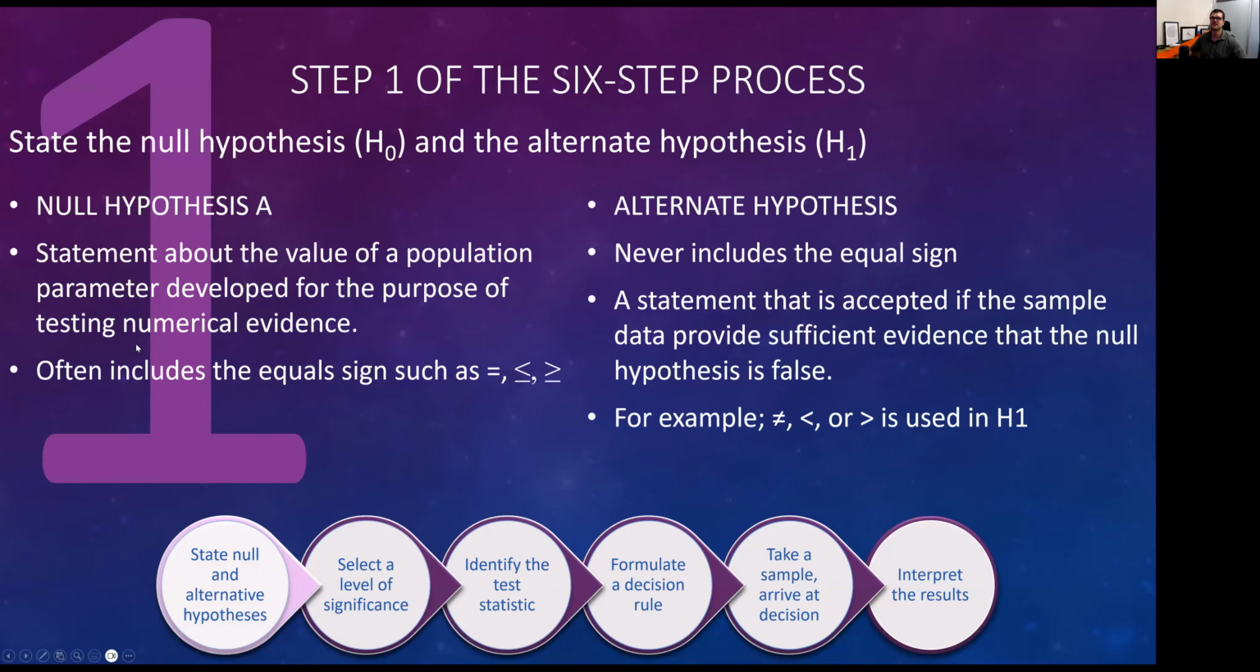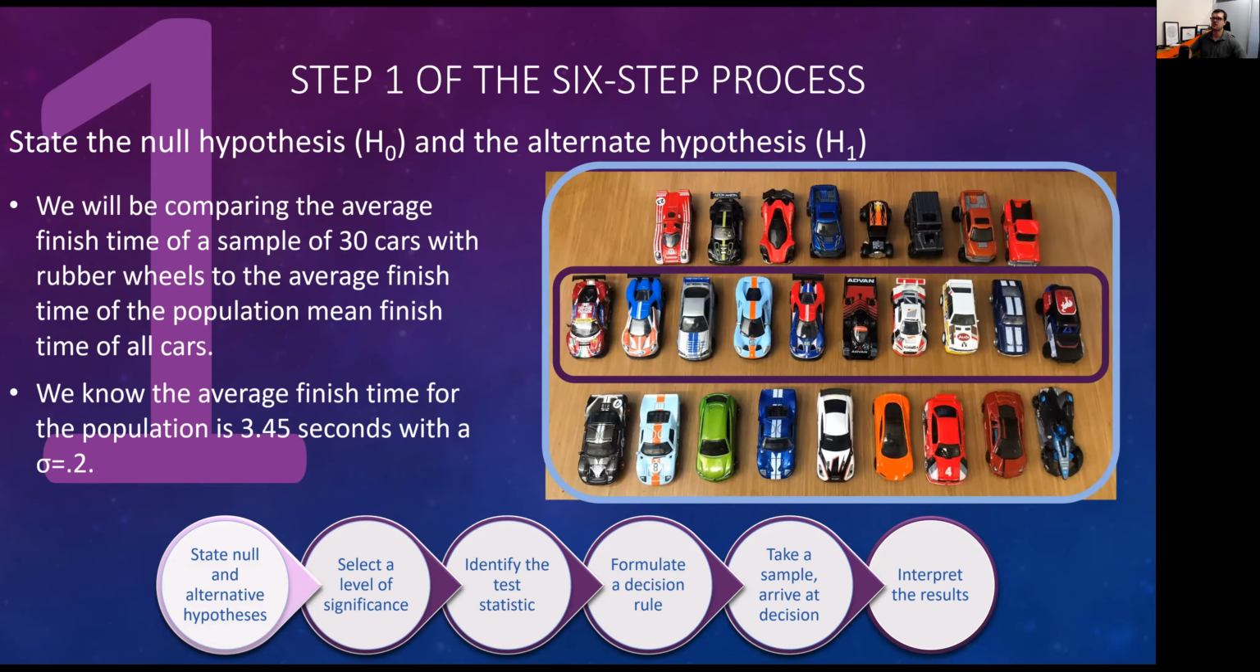The null hypothesis includes signs such as equals, less than or equal to, greater than or equal to, but the null hypothesis will always have some sort of equal sign in it. The alternative hypothesis will not. So we've got the null hypothesis and the alternative hypothesis. We will be comparing the average finish time of a sample of 30 cars with rubber wheels. Notice all these cars in the middle, they all have rubber wheels. Something else that you might want to know is that these cars with rubber wheels actually cost anywhere from 5 to 10 times the price of the cars with plastic wheels.